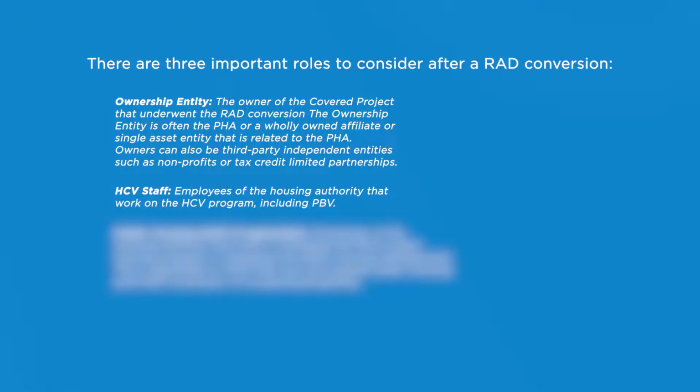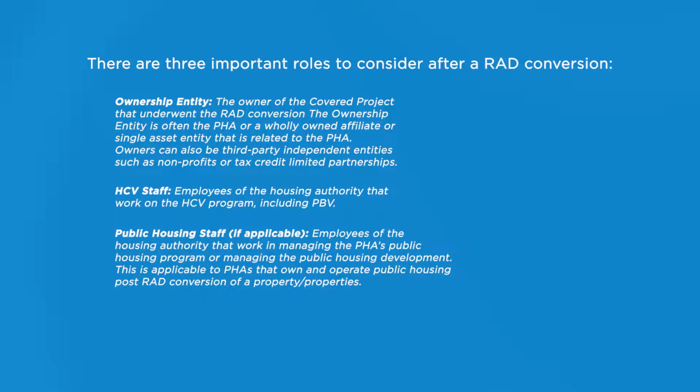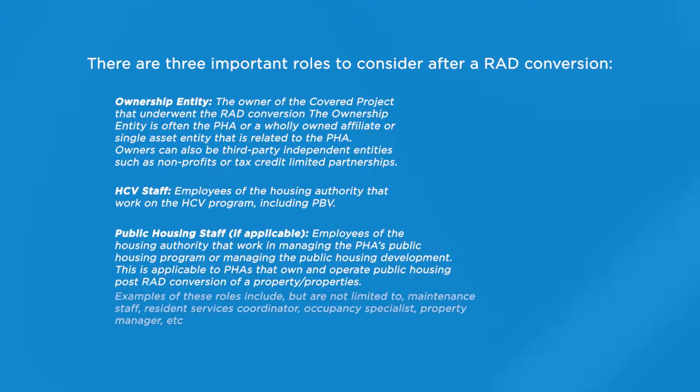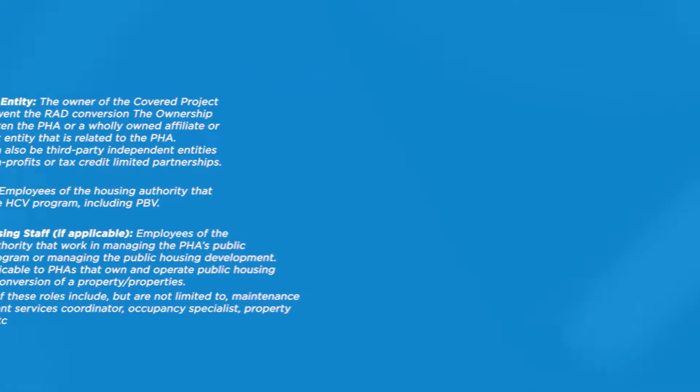HCV staff. Employees of the Housing Authority that work on the HCV program, including PBV. Public housing staff, if applicable, employees of the Housing Authority that work in managing the PHA's public housing program or managing the public housing development. This is applicable to PHAs that own and operate public housing post-RAD conversion of a properties. Examples of these roles include, but are not limited to, maintenance staff, resident services coordinator, occupancy specialist, property manager, etc.